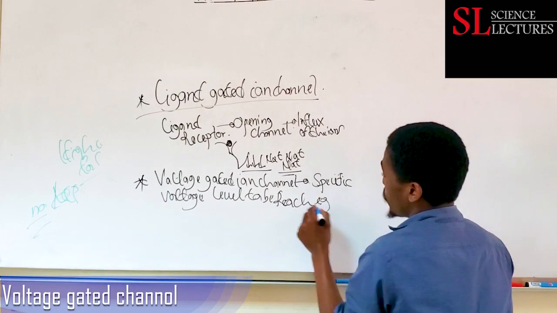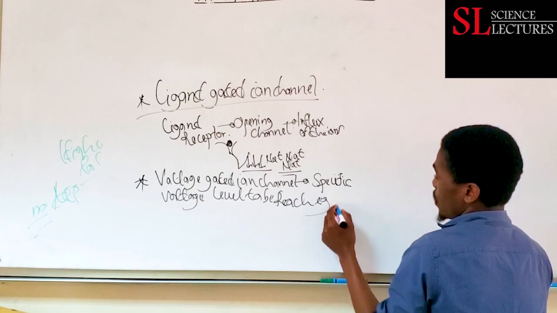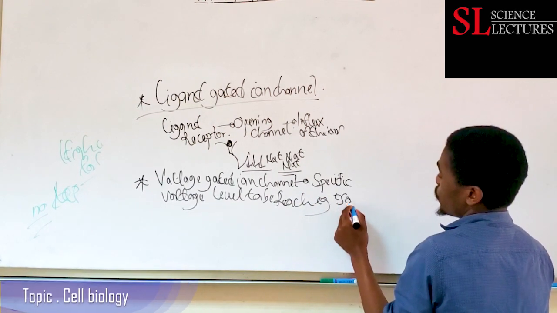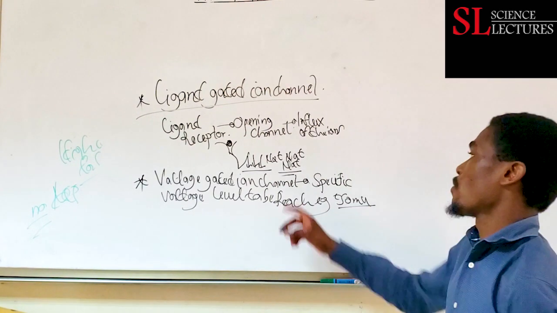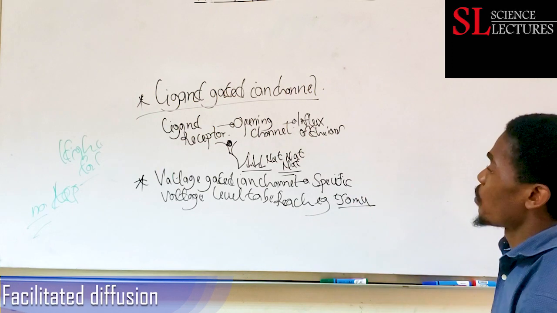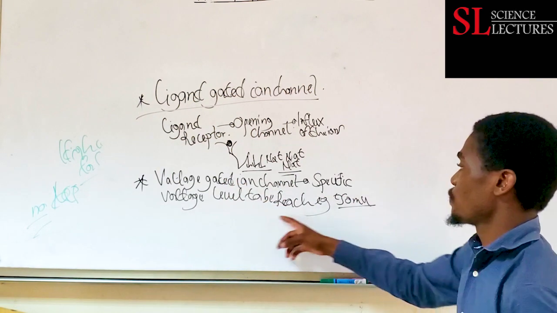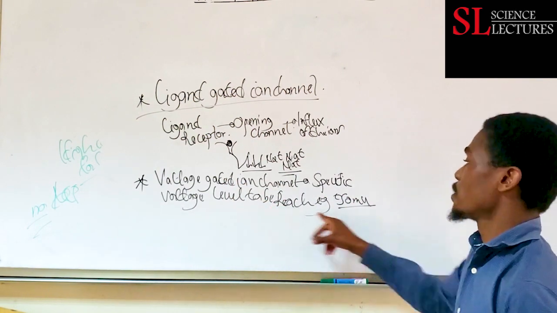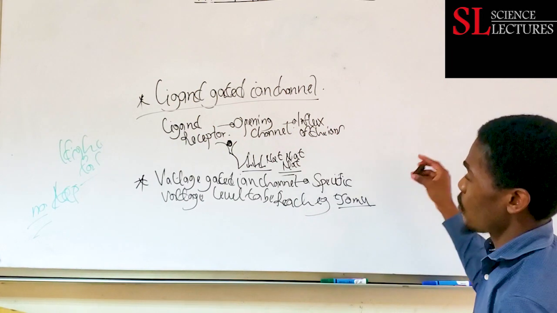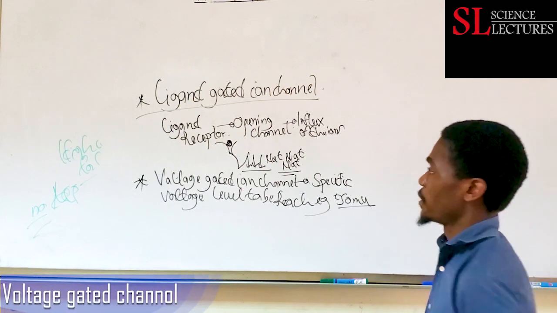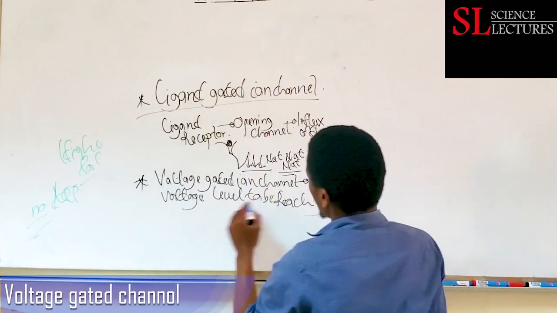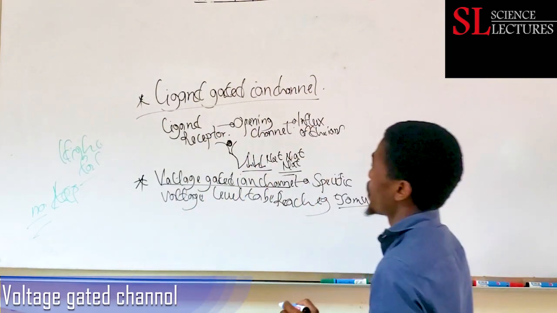Let's say, for example, we have a voltage of 50 millivolts and it causes opening of that channel. That is how our voltage-gated ion channel will work. We have a voltage at a specific level, let's say 50 millivolts, and it causes opening of that channel and influx of the ions takes place. So that is a ligand-gated ion channel and a voltage-gated ion channel.